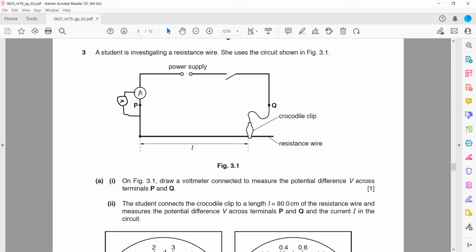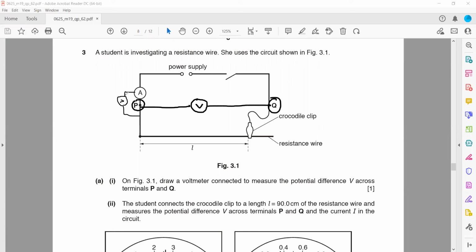If you connect a voltmeter like this, it will measure only the voltage difference across one point. We want to measure the voltage between P and Q. So this is point P and this one is Q. How should we connect it? We should connect a voltmeter between P and Q.